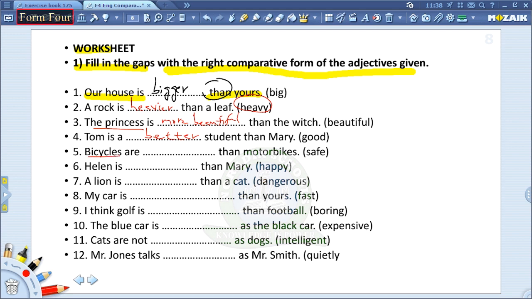Bicycles are safer than motorbikes. We compare bicycles and motorbikes. So which one is safer? Bicycles are safer, because we have the reason then. Helen, the girl, is dash happier. H-A-P-P-I-E-R. Helen is happier than Mary.